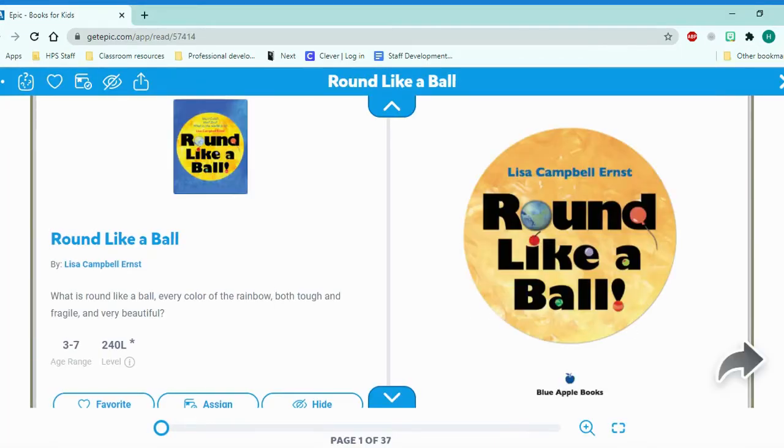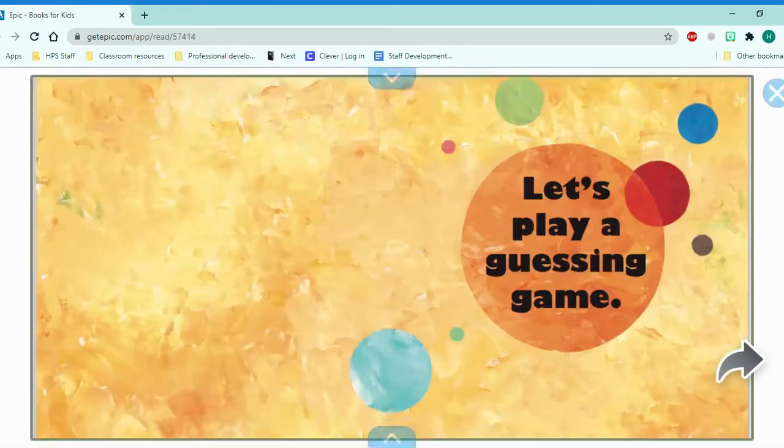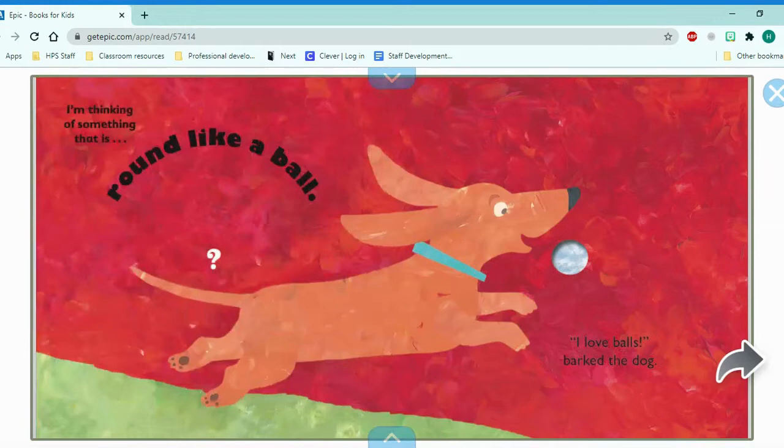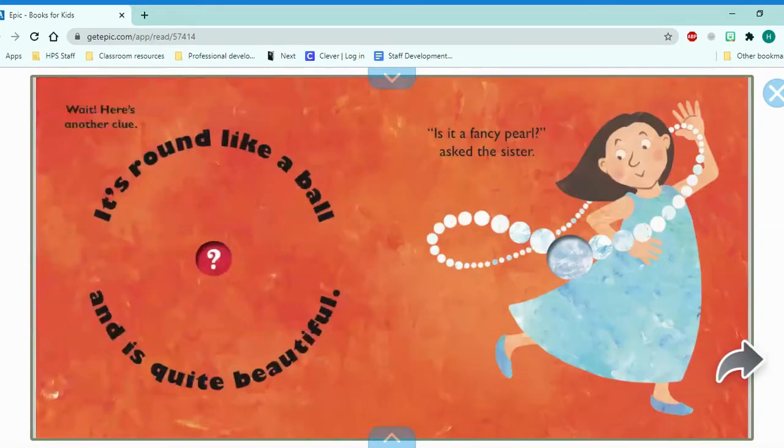Hello, friends. Today we are going to read Round Like a Ball by Lisa Campbell Ernst. Let's play a guessing game. I'm thinking of something that is round like a ball. "Woof woof, I love balls," barked the dog. "Wait, here's another clue. It's round like a ball and it's quite beautiful."